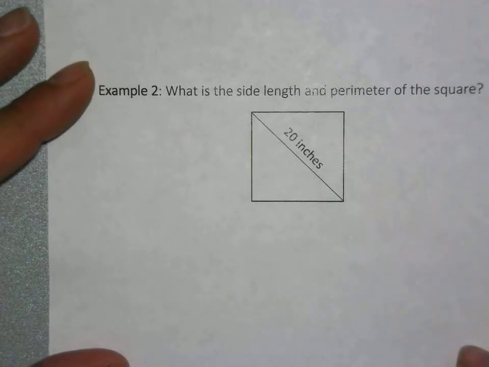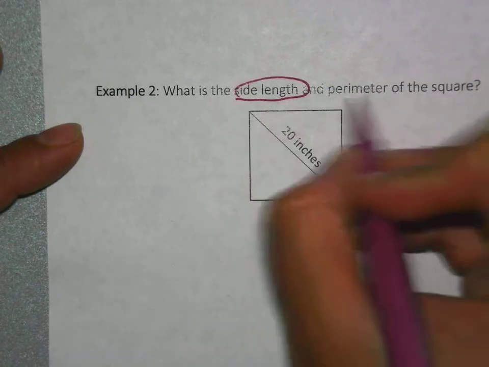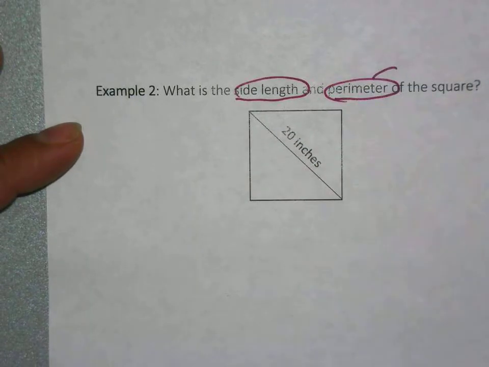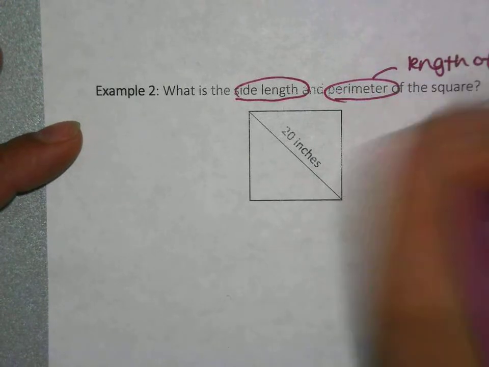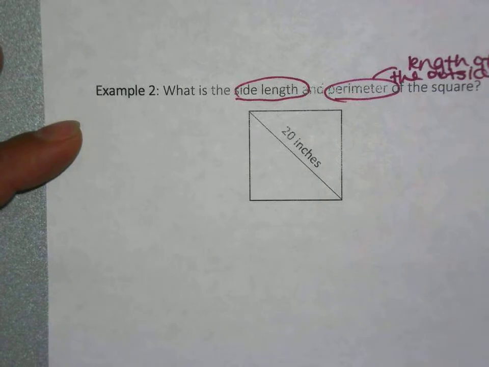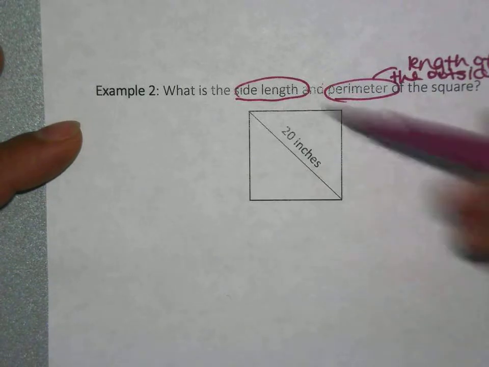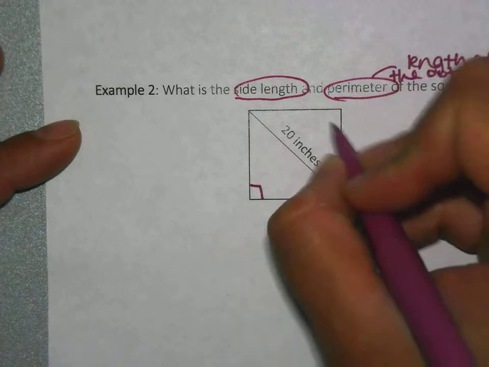For example 2, it asks what is the side length and perimeter. So remember that perimeter means the length of the outside. And this is a square. We know that because it says it, which means it has 4 right triangles.